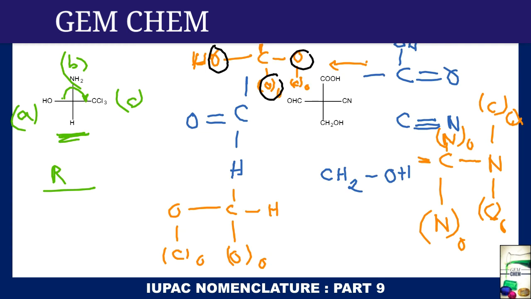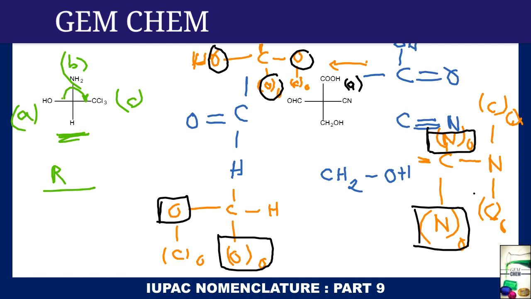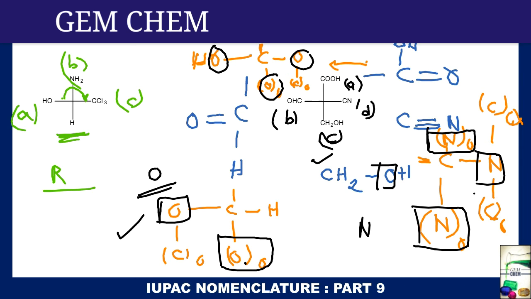oxygens attached to it, so this is A, whereas here there are 2 oxygens attached to it, and here 3 nitrogens attached to it. Obviously, since there is oxygen and here is nitrogen, oxygen will always get preference, so we consider the oxygen moieties, this one and this one. Here there is 1 oxygen, whereas here there are 2 oxygens, so we write this as B and this one as C, and the cyanide gets the D.